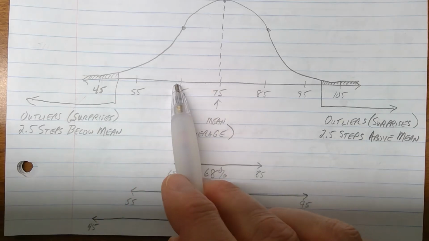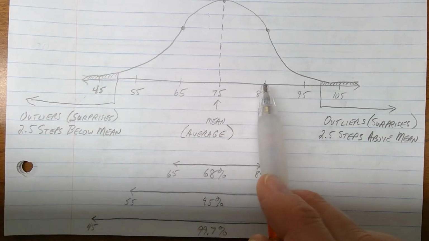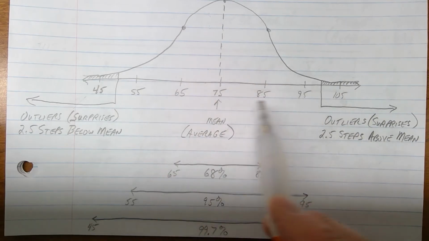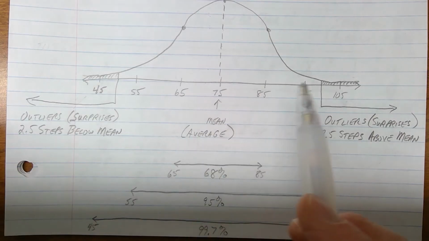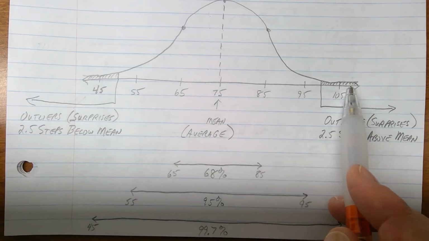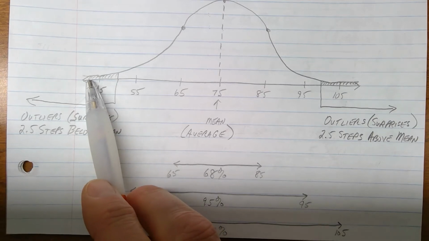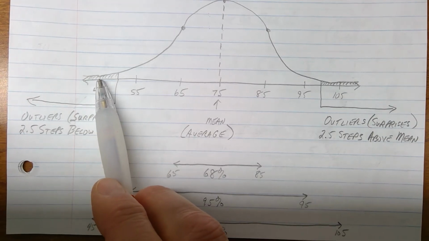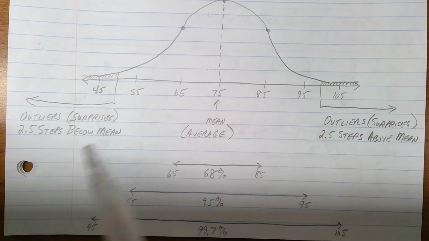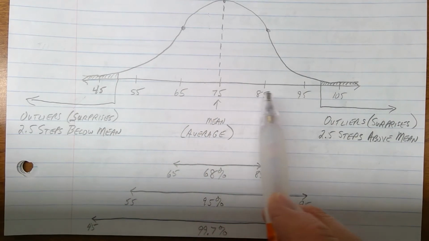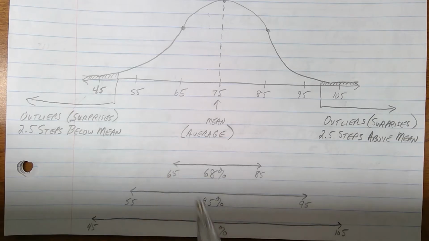So 1, 2, 3 below average and 1, 2, 3 standard deviations above average. That's virtually everybody. There might be one guy out here really, really high, or one guy out here really, really low, out past the 3rd standard deviation, but it's pretty rare. So that's why we draw the curve this way. If we go 3 standard deviations either way, we should get virtually all of the population. We might miss one guy.